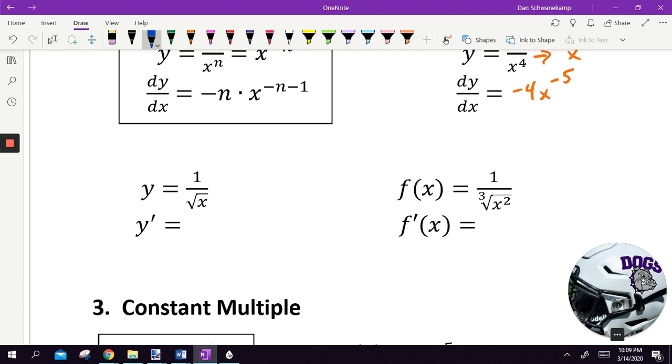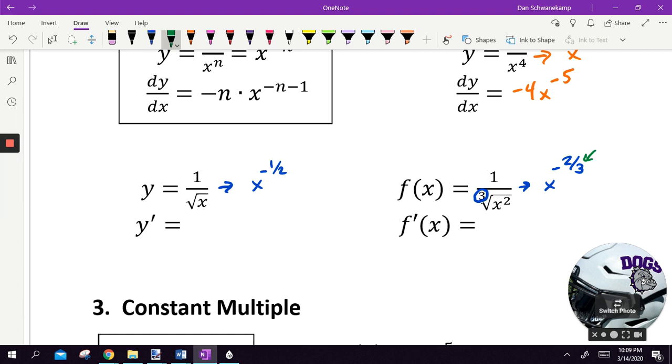1 over the square root of x. Okay, that's the same thing as x to the negative 1/2 power. This one right here, this is the same thing as x to the negative 2/3. This is the root. And so if that's the root, it goes on the bottom of the fraction, just like roots of trees are on the bottom of trees. Roots are on the bottom of your fraction. Do those two real quick without me.